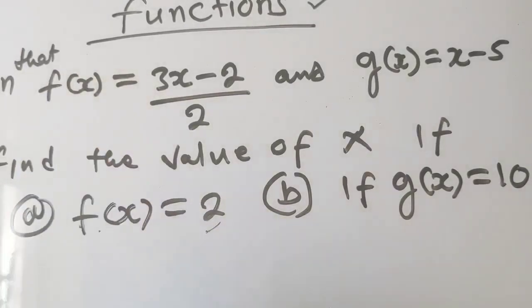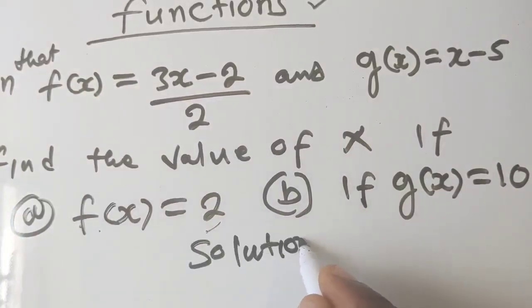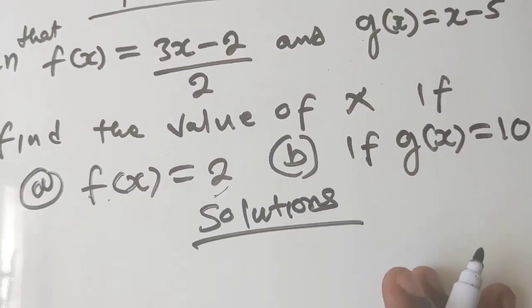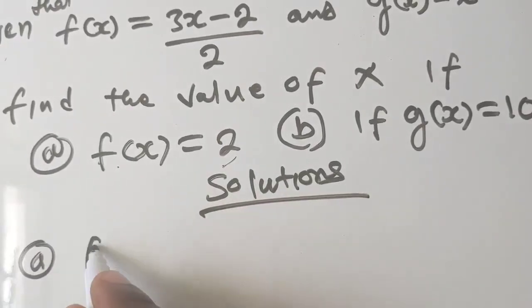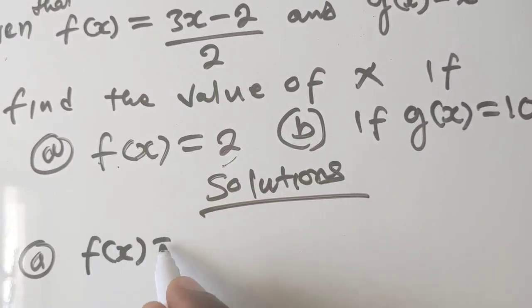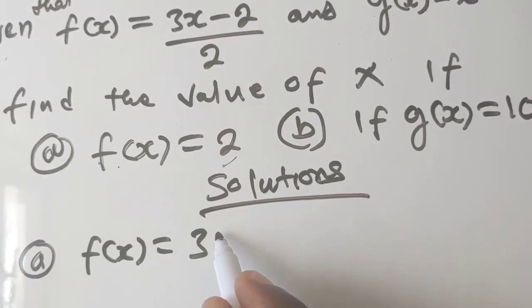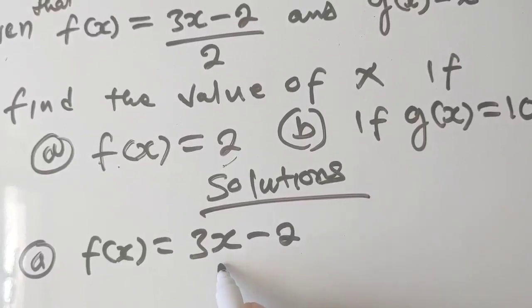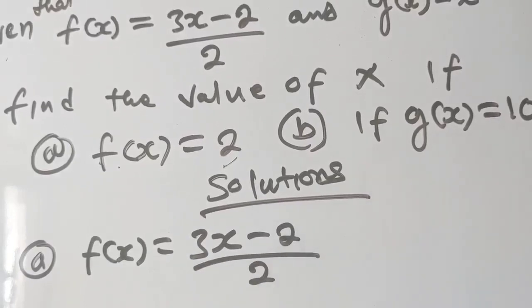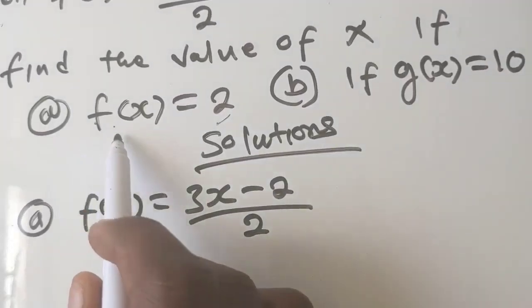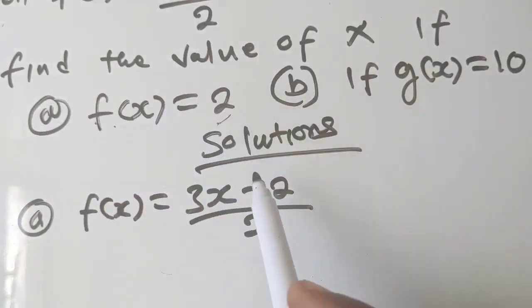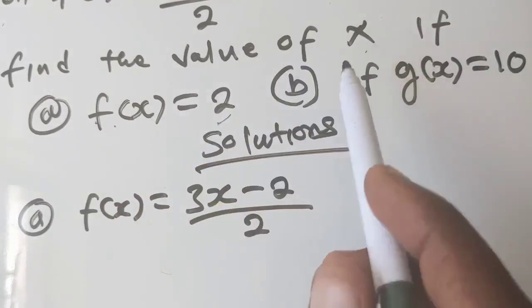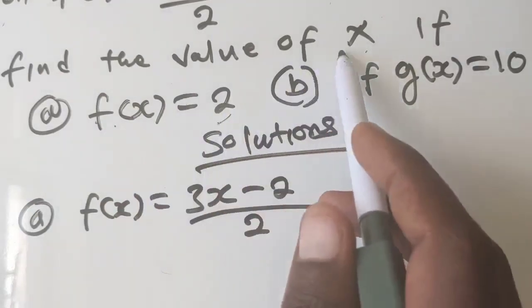So we copy this, so that we say solutions. So this is how you solve this question. So say a, this is the a that we are solving. We are saying that f of x is equal to 3x minus 2 over 2, like that. Now they are saying that f of x, they have already found it. It is 2. So now, what is the value of x? That is what they are saying. Find the value of x.